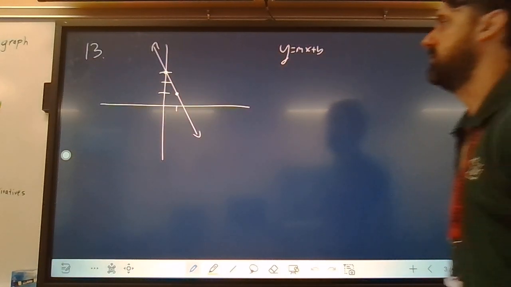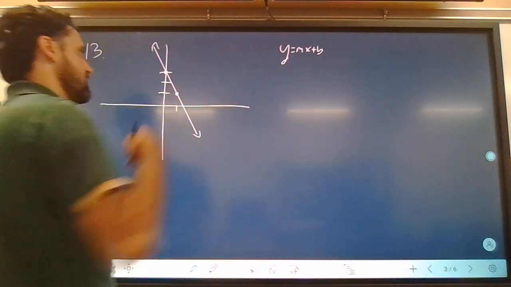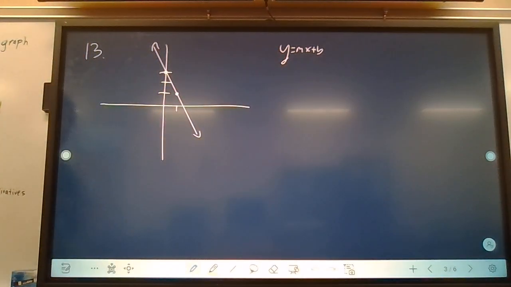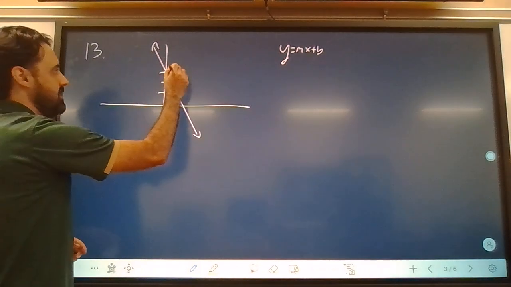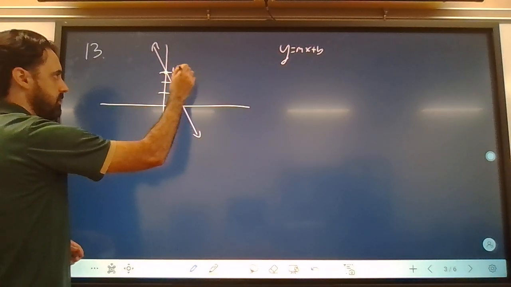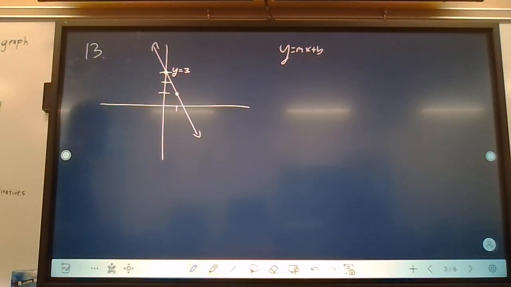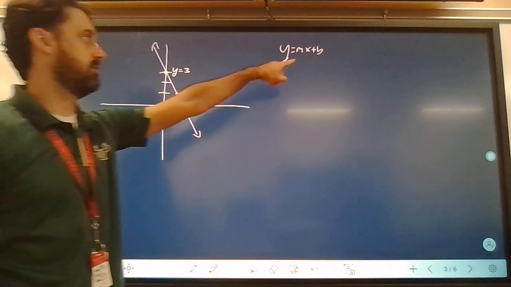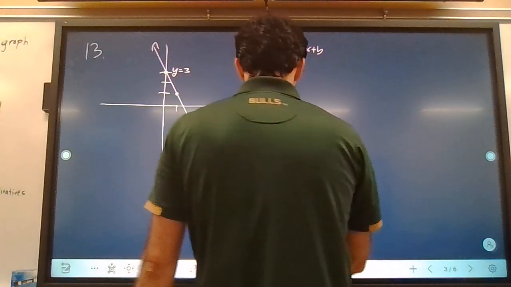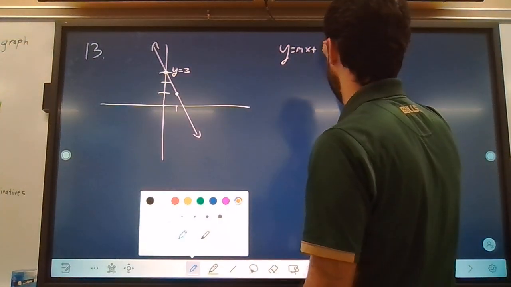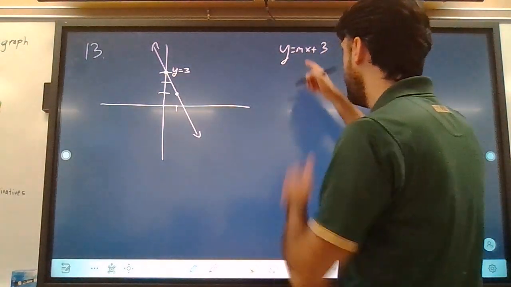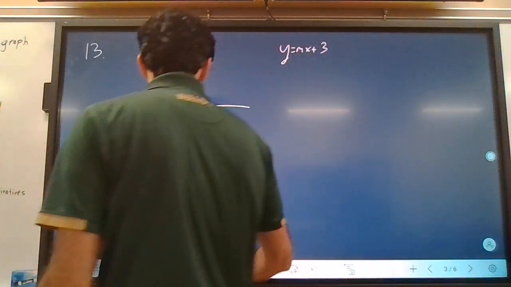Number 13, we're given a graph, and we're asked to write the equation in slope-intercept form. Now, this one I can clearly see that this graph has a y-intercept of 3 right here. Y-intercept of 3. And so I'm not going to use point slope form because I can get the value of b. Right, so b is just 3 here. B is just 3. Now to get m, we have to do rise over run.